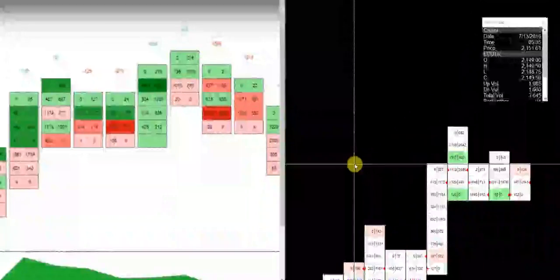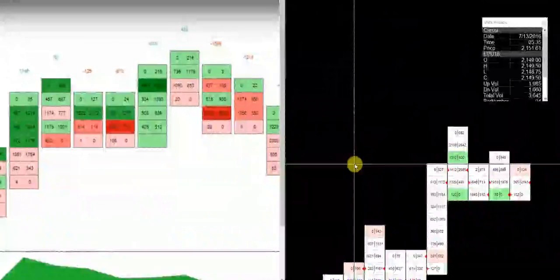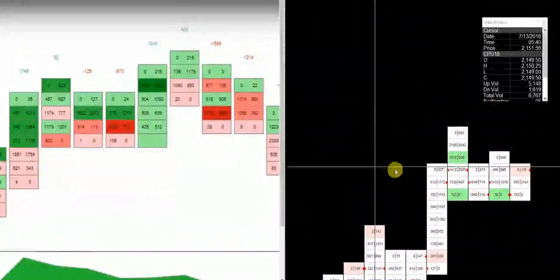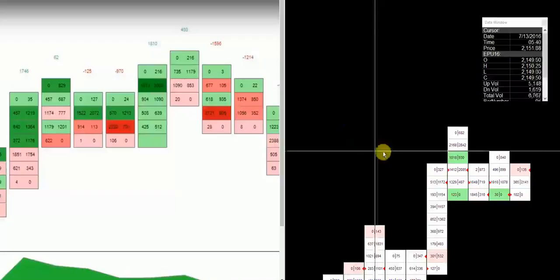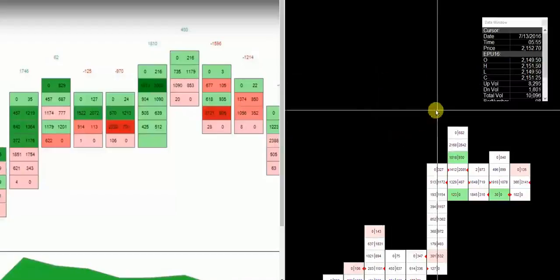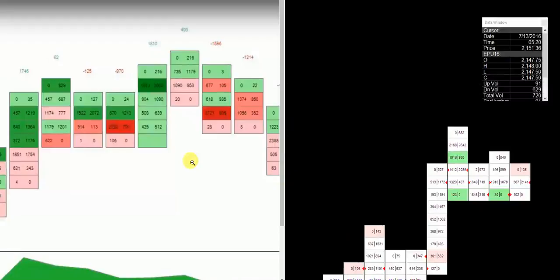This is an example of two different volume delta charts. The one on the right where my cursor is moving is from multicharts.net. The one on the left is from a competing software.